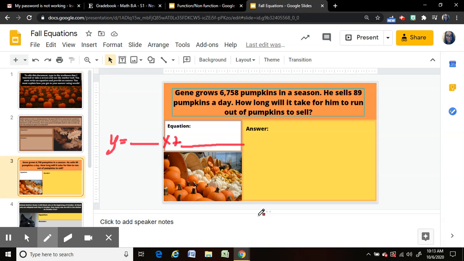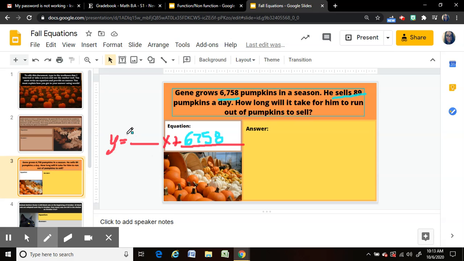Moving on to this one. So Gene grows this many pumpkins. I'll find a different highlight color. Let's do this one. He grows this many. That's where he starts. And then he sells this many a day. So I know this is my starting point. So I'm going to put that number here. And each time he sells this many pumpkins, it's taking away from this number.